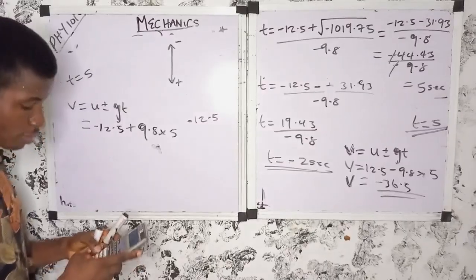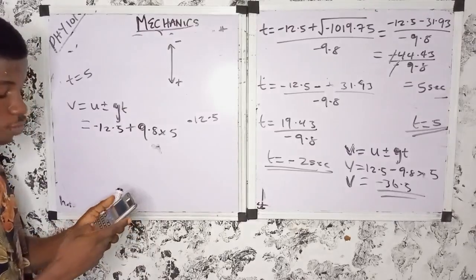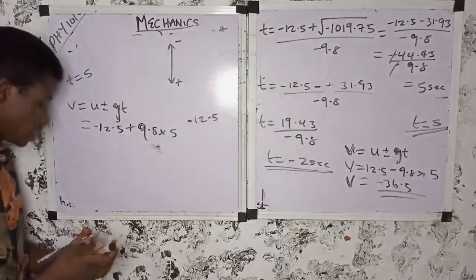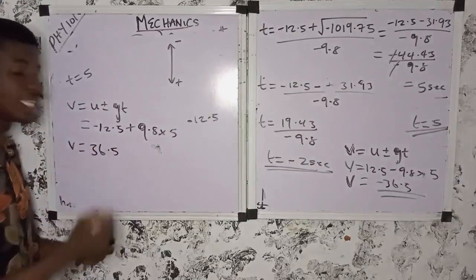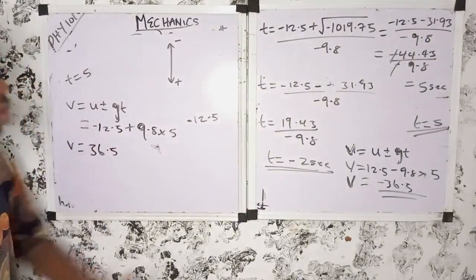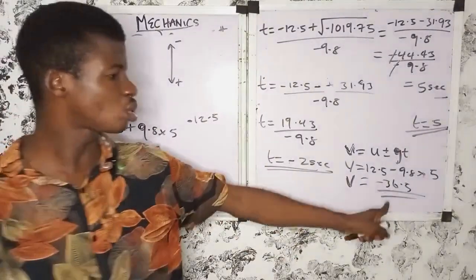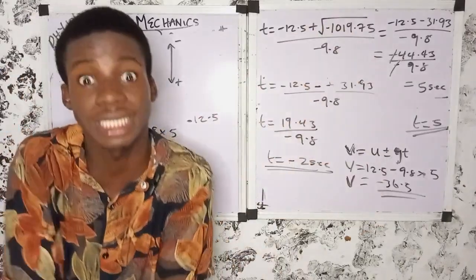Minus 12.5, then plus 9.8 times 5. If we do everything, we arrive with V equals positive 36.5. So what does it tell you? Remember, in the very first one, when we used the first coordinate, we got minus 36.5. This minus told us that it was going down.